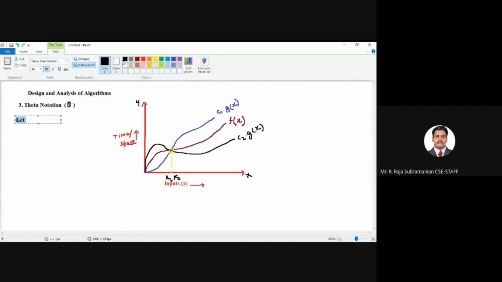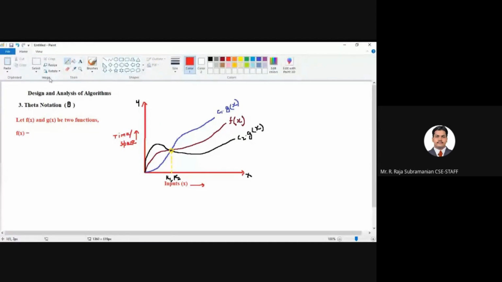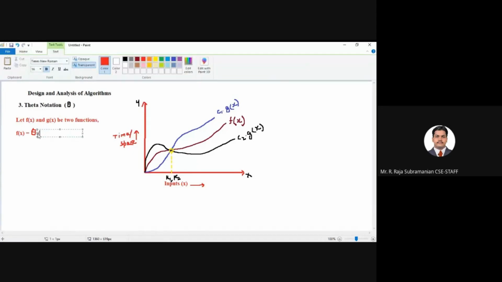What is the definition? Let f of x and g of x be two functions. I wrote that. Next, f of x is equal to theta of g of x. I don't have the theta symbol here, right? Theta of g of x.